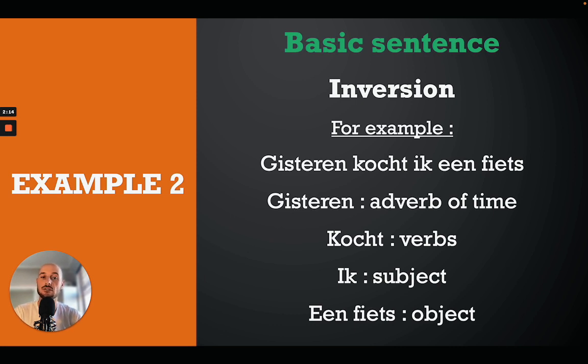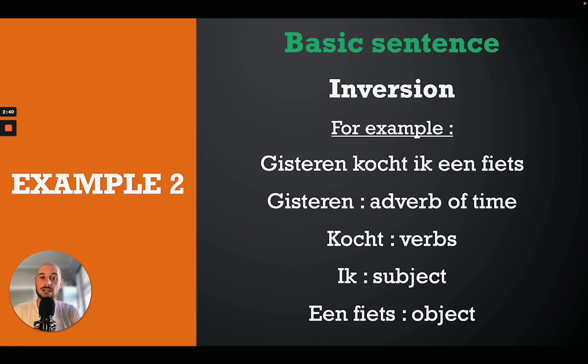Yesterday I bought a bicycle, right? Gisteren, that is an adverb, more specifically an adverb of time. Kocht, that is our verb. And then we have ik, that is our subject, and then een fiets, that would be our object. As we've seen in the first sentence, normally our subject is first, then there's our verb, ik koop, and then our object, een fiets.